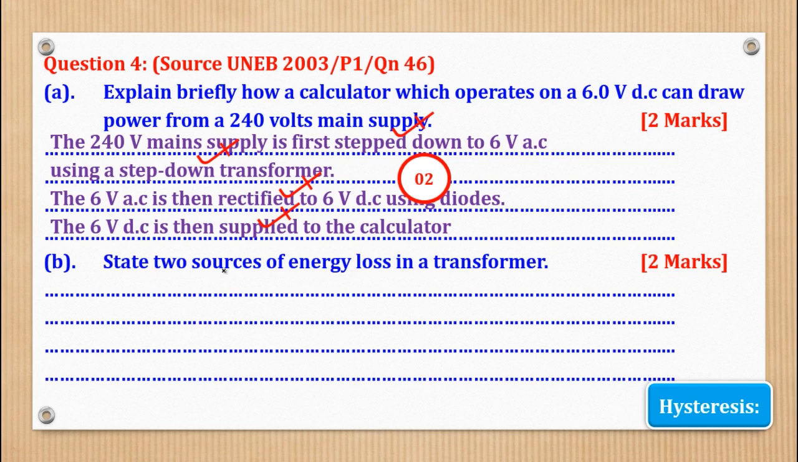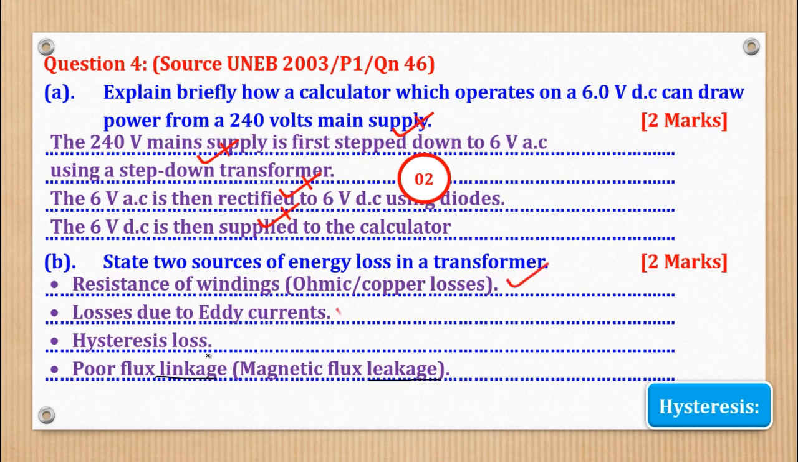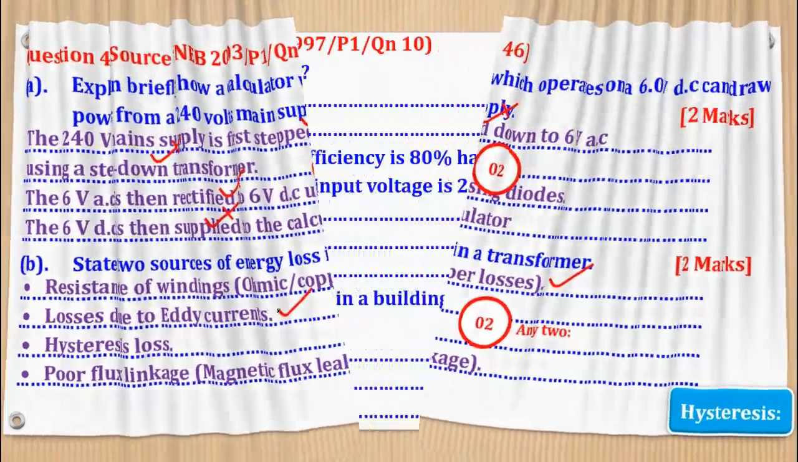Part B says, state 2 sources of energy loss in a transformer. One is the resistance in windings, or you can say ohmic losses or copper losses. Another one is the losses due to eddy currents. The next will be hysteresis loss, and poor flux linkage, or magnetic flux leakage. So this is leakage, this is linkage there. In that way, any 2 of these is okay for you to get the 2 marks.